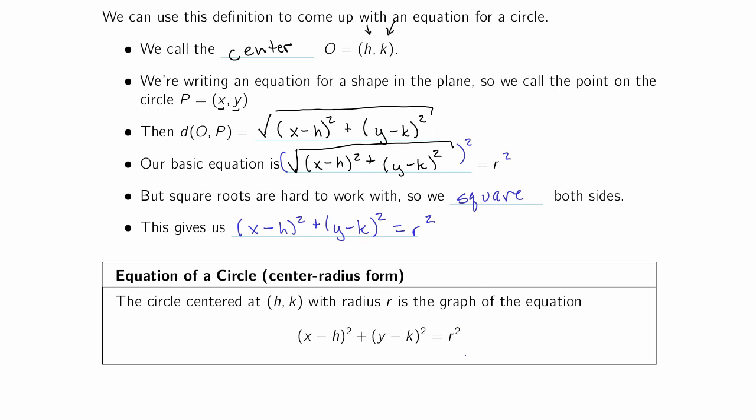That's called the center radius form of the equation of a circle, because if we see this equation, we can see that the center is the point h, k, and the radius is the square root of whatever number we see there. So this is called the center radius form of the equation of the circle, and it's the one that we're going to use the most often. In the next video, we'll start to work with that equation.